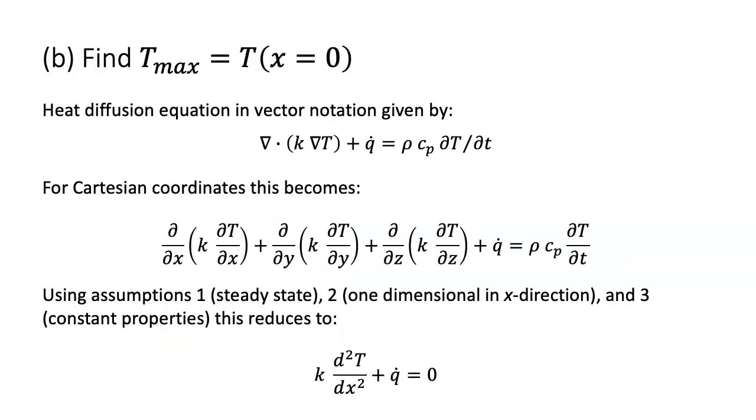For part B, to determine the maximum temperature at x equals 0, we begin by writing the heat diffusion equation, which is a form of conservation of energy for conduction, as a partial differential equation, or PDE, in vector notation. Next, we expand the first term using the definition of the gradient and then the divergence for Cartesian coordinates. For this problem, we can reduce this equation by assuming steady state one-dimensional conduction in the x direction and constant properties as shown. Note that we can now write this as an ordinary differential equation, or ODE.